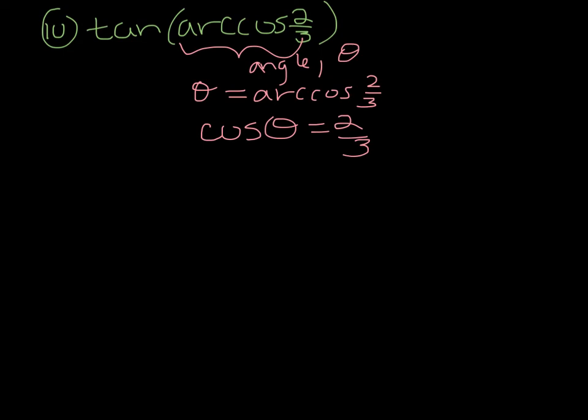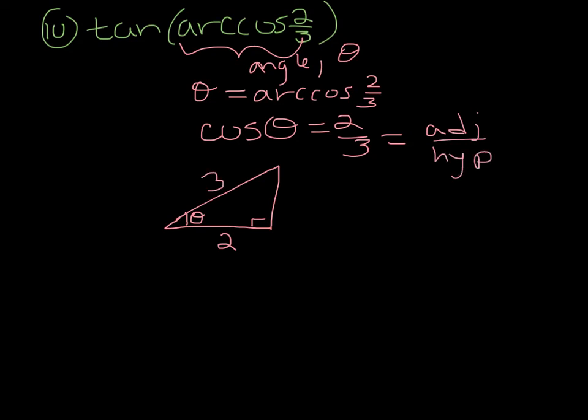So now what you can do is draw a triangle that represents this value. So my triangle is going to have theta right here. It's going to be a right triangle. The adjacent side, because remember cosine is adjacent over hypotenuse, the adjacent side is 2, the hypotenuse is 3.